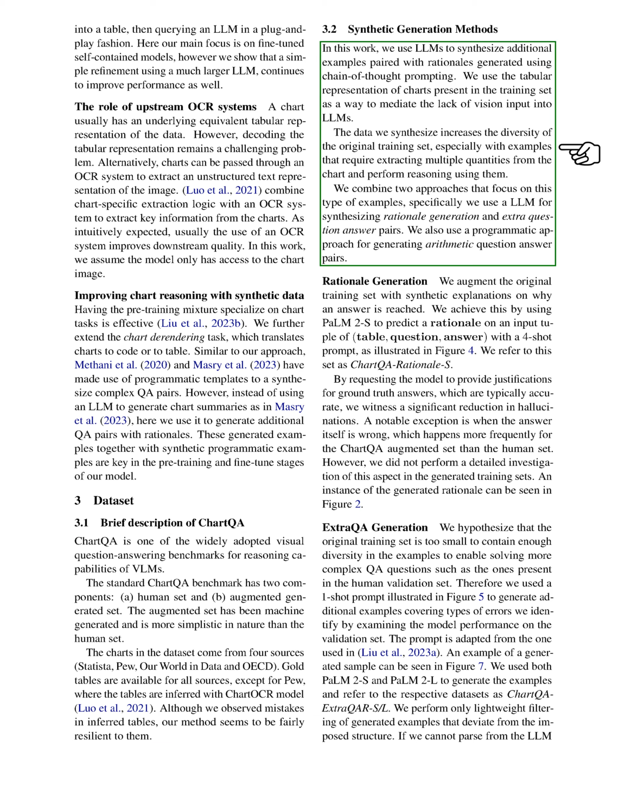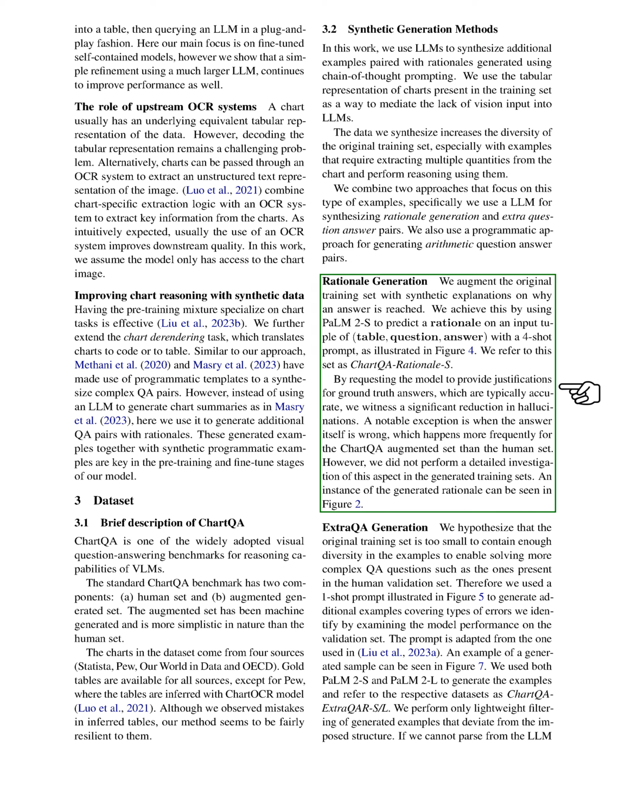In our work, we employ LLMs to generate additional examples with explanations using chain-of-thought prompting. We use the tabular data from the training set to compensate for the lack of visual input in LLMs. This synthesized data enriches the training set, especially with examples requiring extracting and reasoning with multiple quantities from charts. Our approach combines LLM for rationale generation and extra question-answer pairs, along with a programmatic method for generating arithmetic question-answer pairs.